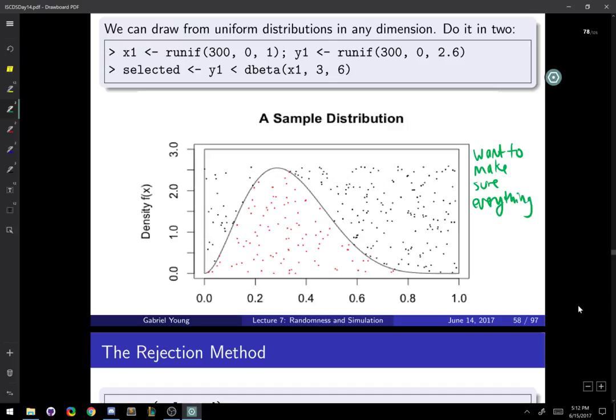All right. So what we can see here is the mean of the selected values, notice how we selected them by the ones that fell under the beta density. The proportion of values that fell under the curve is about 0.4167.